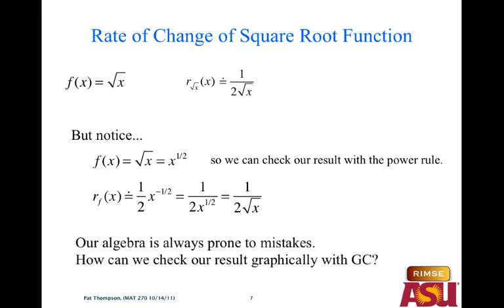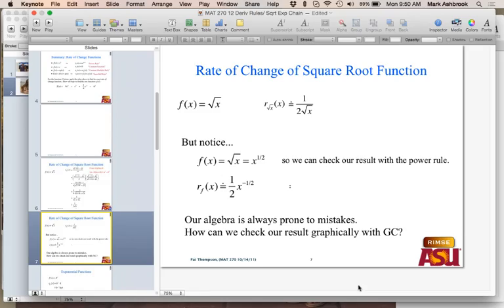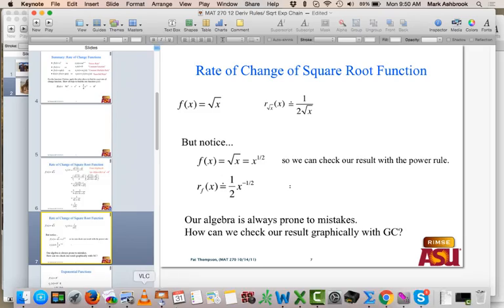Okay, so let's talk about how we can check these with GC, because our algebra is prone to mistakes. Maybe we made a mistake in the derivation and we made a mistake in the power rule and they just happen to be equal. Unlikely, but maybe. We can use GC to always check our results with these.